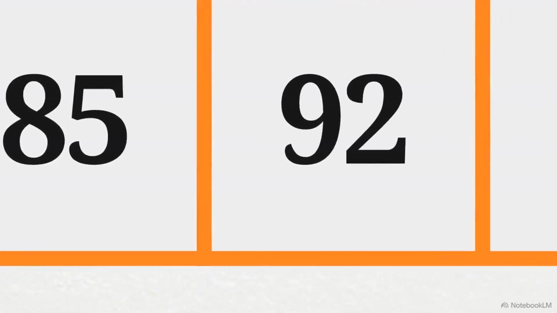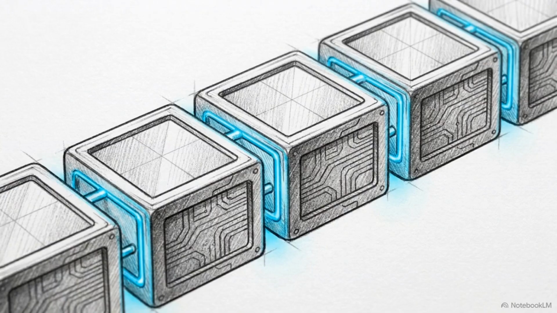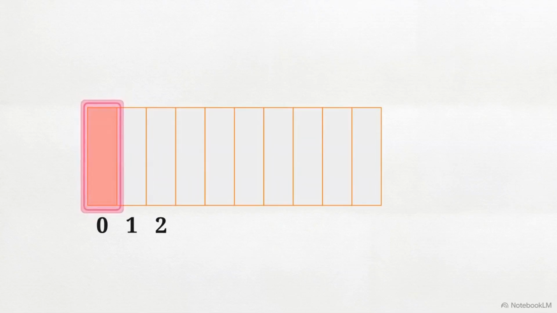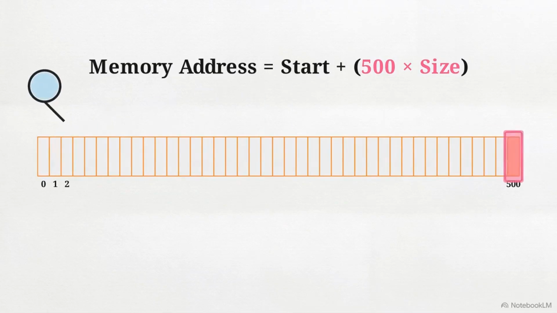Third, contiguous memory. In the computer's physical hardware, these boxes are literally touching. There are 0 gaps between them. This physical touching is why arrays are so fast. If the computer knows where index 0 is, it can do a quick bit of math to find index 500 instantly. It never has to search through the boxes in between.